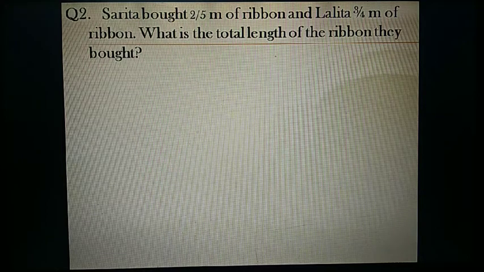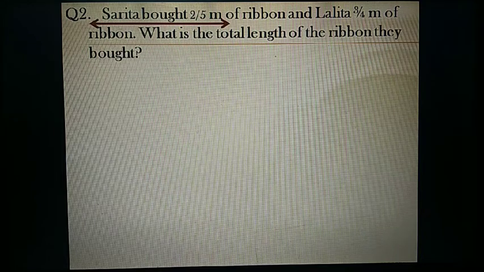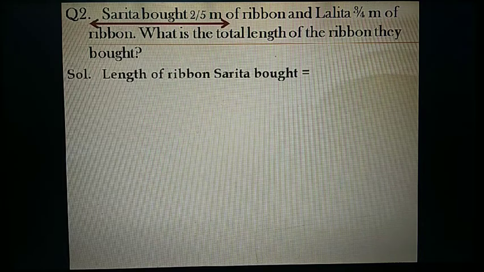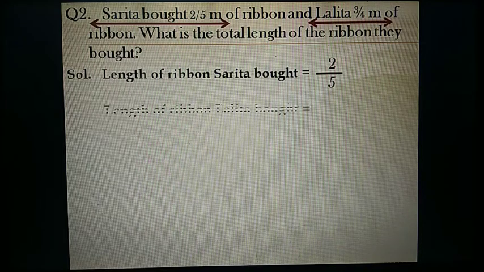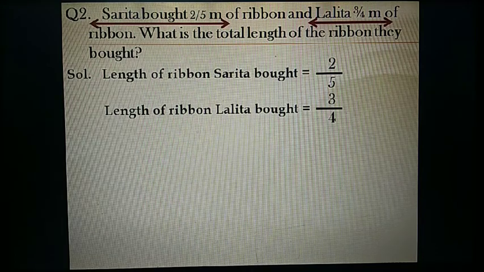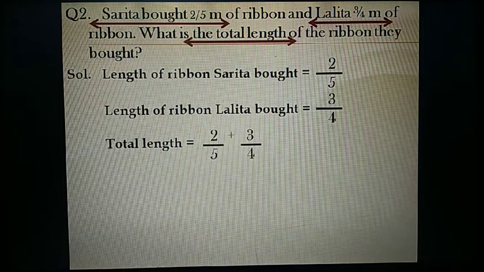Moving to question number 2. Sarita bought 2 by 5 meter of ribbon and Lalita 3 by 4 meter of ribbon. What is the total length of the ribbon they bought? As per the first value, 2 by 5 is the length of ribbon Sarita bought. Then the next value is the length of ribbon Lalita bought. Here we are supposed to find the total length, so we will just add them. Total means add.